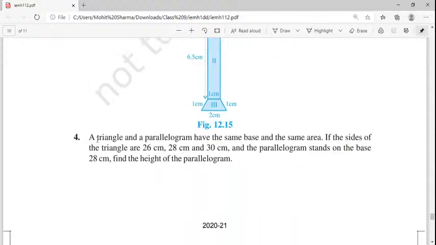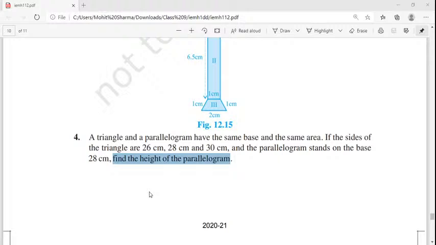Question number 4 says a triangle and a parallelogram have the same base and the same area. So you have one triangle and one parallelogram, and the base of the triangle and the parallelogram is the same, and they also have the same area. If the sides of the triangle are 26, 28 and 30 centimeter, and the parallelogram stands on the base 28 centimeter, then the base of the triangle will also be 28. You have to find the height of the parallelogram.